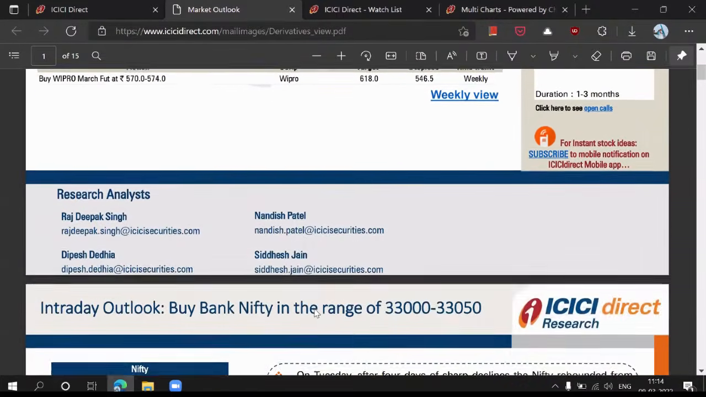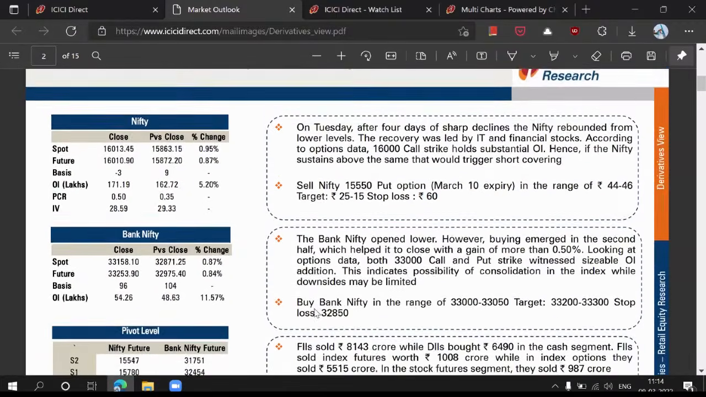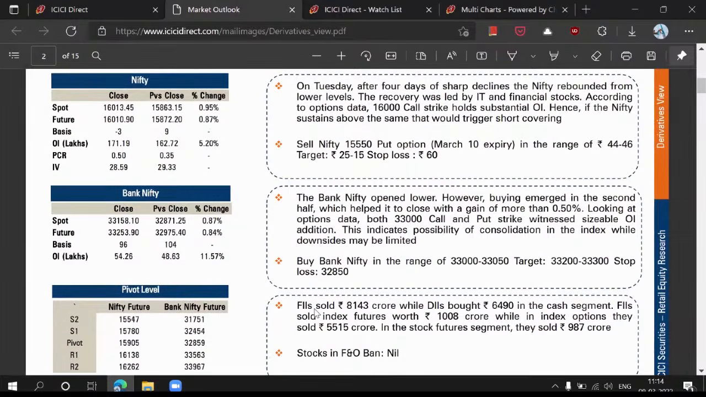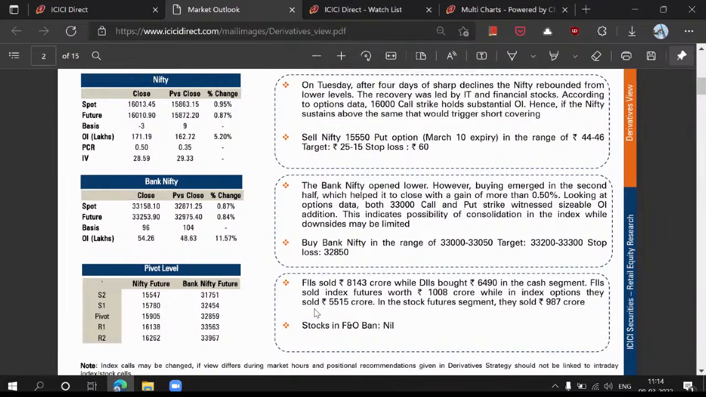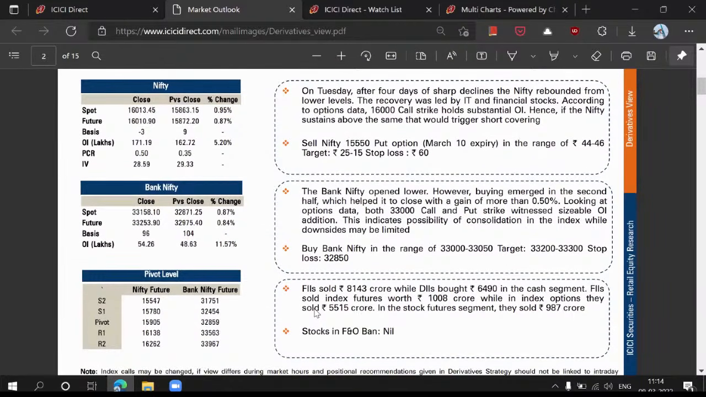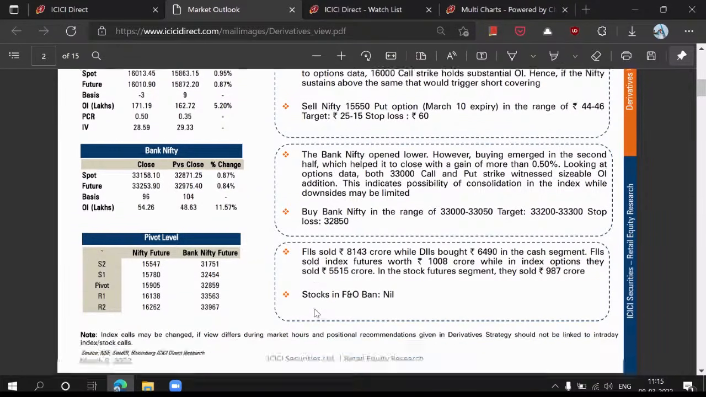So just come down the screen. It will show you what are the key levels where the open interest has got built up, what has happened to the market, what are the pivot levels for the day. So for Nifty, for Bank Nifty, it will show the key pivot levels.